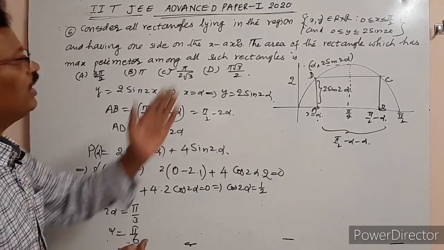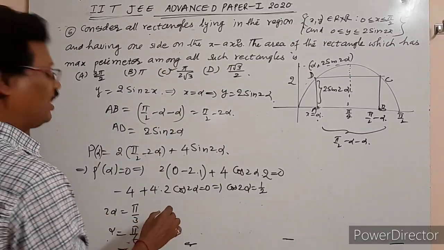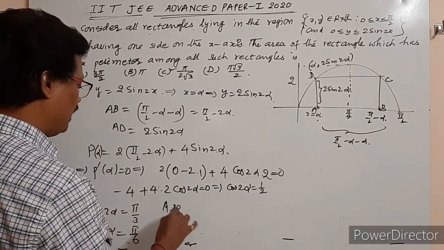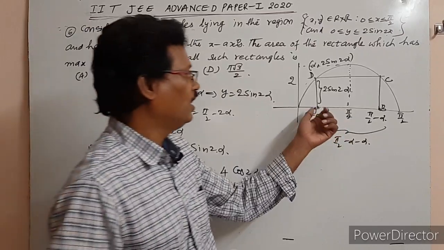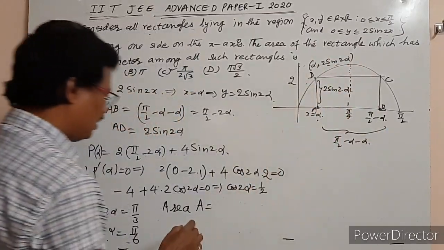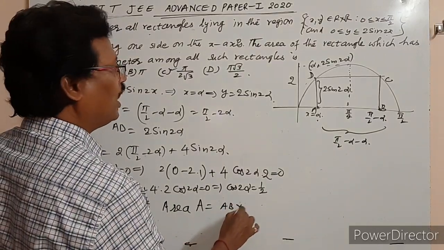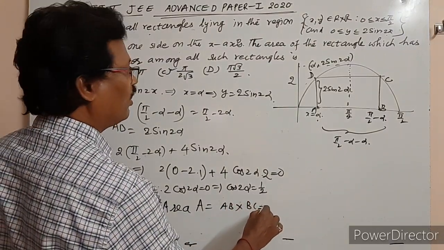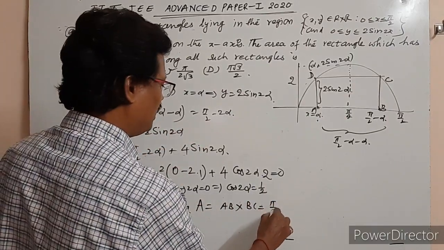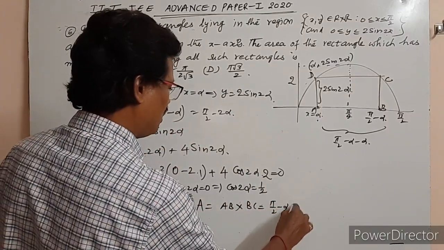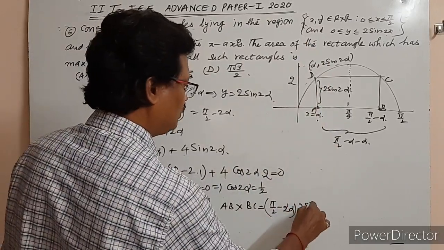Now let us find the area of the rectangle. Area A is length into breadth. What is the length here? That is AB, into the height, BC. AB we already got as pi by 2 minus 2 alpha, into BC, which is 2 sin 2 alpha.